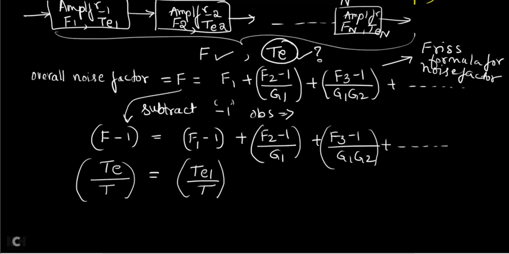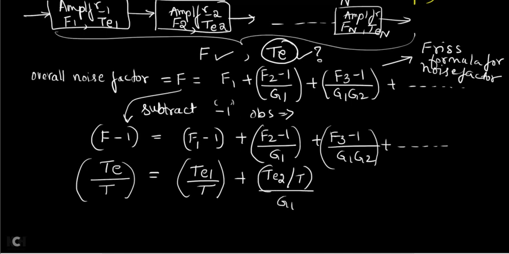F1 is the noise factor of the first amplifier. What is the noise equivalent temperature for the first amplifier? TE1. So F1 minus 1 is TE1 divided by capital T. Similarly, F2 minus 1 is TE2 divided by capital T. G1 will be as it is, plus TE2 divided by capital T.